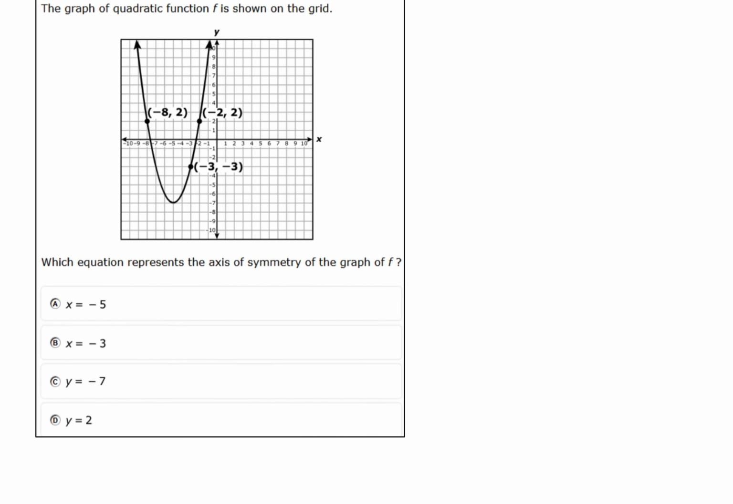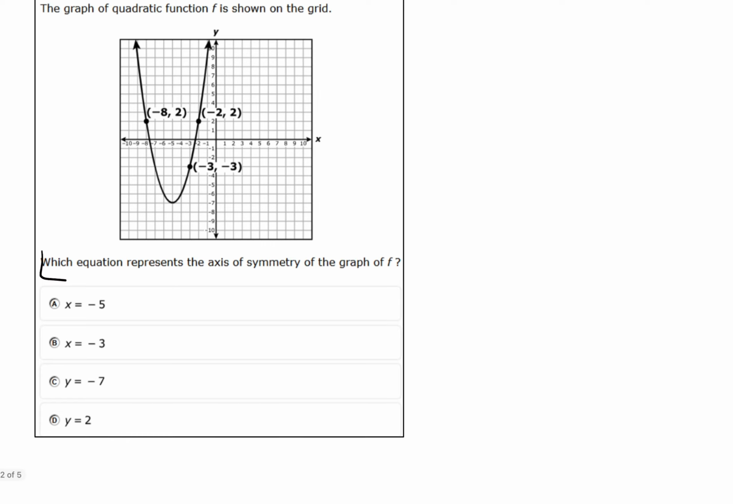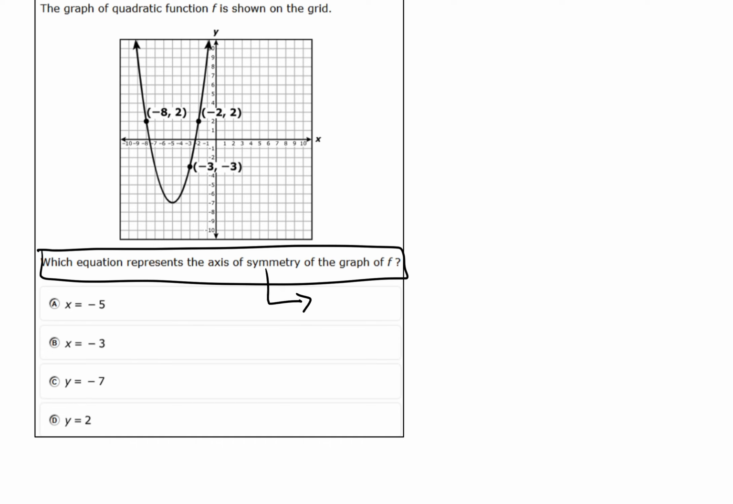And then here, again, we go straight to the question, right? So always go straight to the question. Which equation represents? Anytime you see that, that's just telling you, again, a fancy way of saying which one's correct. Axis of symmetry. So that one means it's the line that goes directly down the middle.